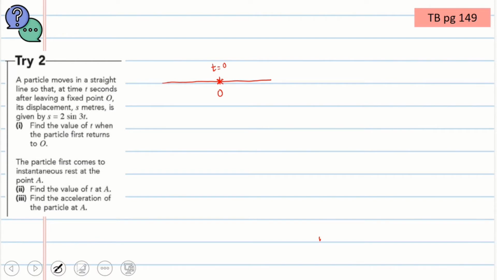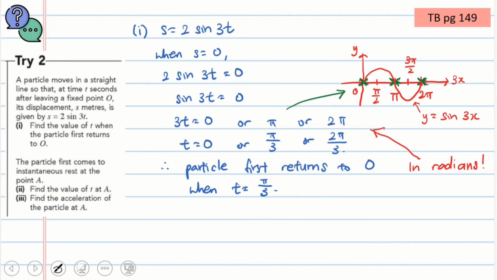Okay, so if you want to find the value of t when the particle first returns to O, it means that maybe it has traveled somewhere over here like that before, and then it reaches back at O. So the displacement here would actually be s equals 0. Okay, so with this idea in mind, let's go into solving this question. In my answer over here, s equals 2 sine 3t, we substitute s equals 0 into this equation, and then we solve this trigonometric function.